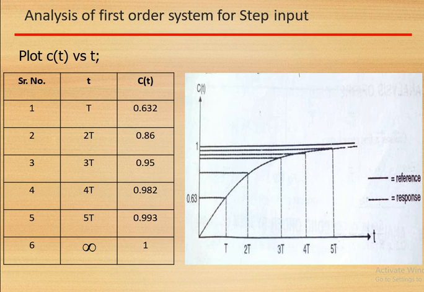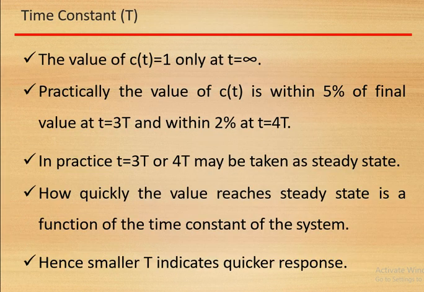See here, the time constant t that we have discussed earlier: the value of c(t) is equal to 1 only at t equal to infinity. Practically, the value of c(t) is within 5% of the final value at t equal to 3t, and within 2% at t equal to 4t. That we have discussed earlier. In practice, t equal to 3t or 4t may be taken as steady state, and the part before that we can state as the transient part.